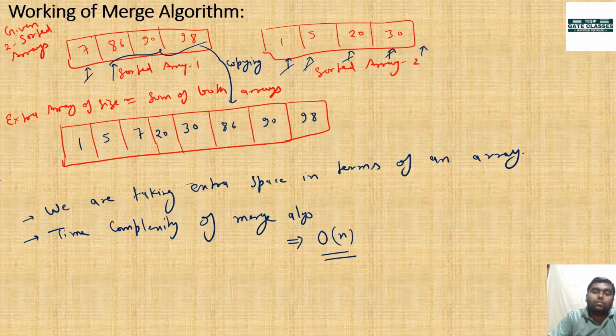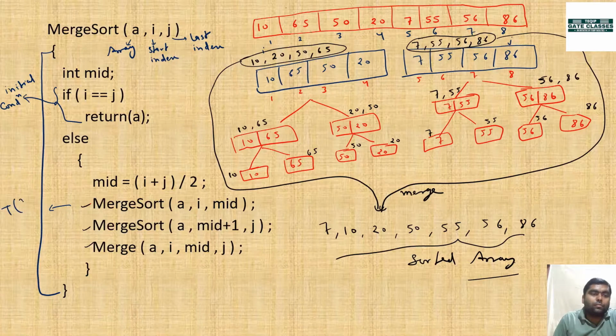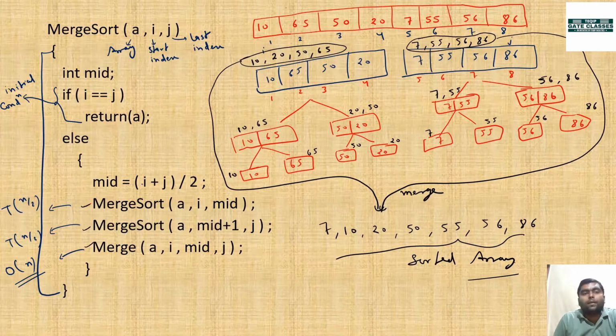Okay. So now let us analyze this particular algorithm. The analysis of the algorithm says that in the else part, this half of the elements, because of mid, will take T of n by 2 time. And this will also take T of n by 2 time, and this merge procedure will take order of n time. And this mid calculation will also take some constant time.